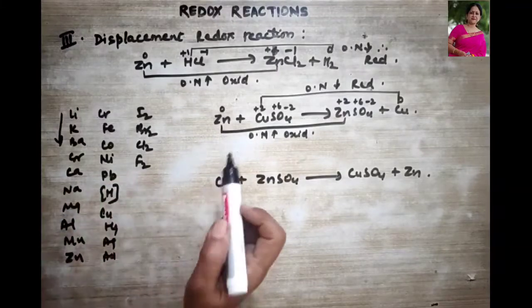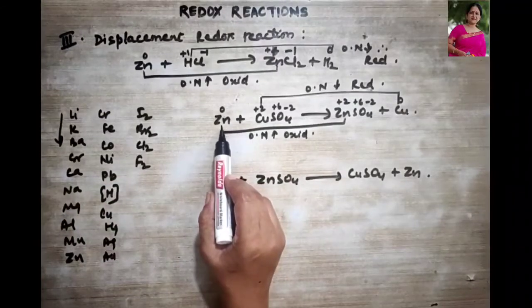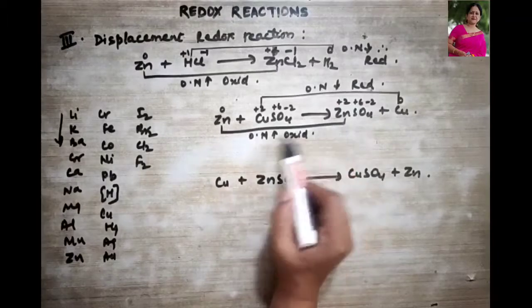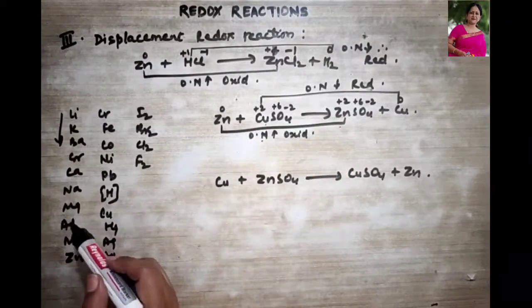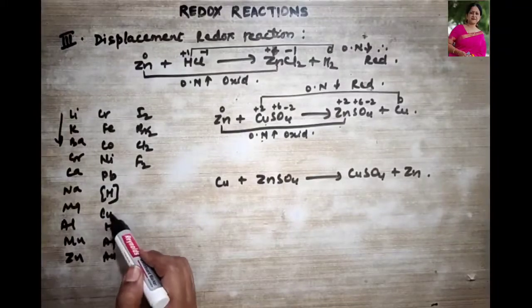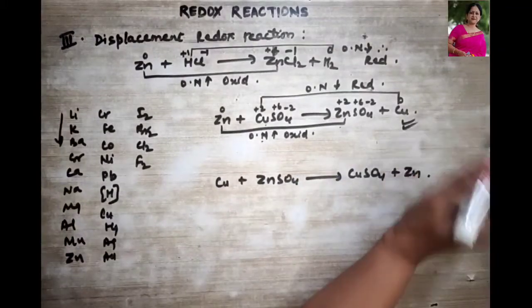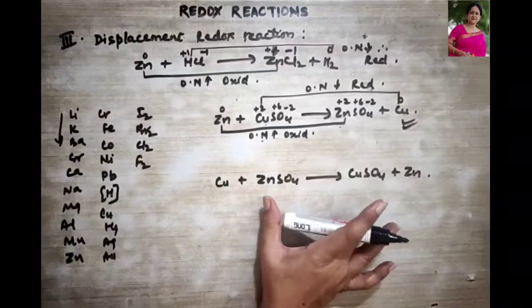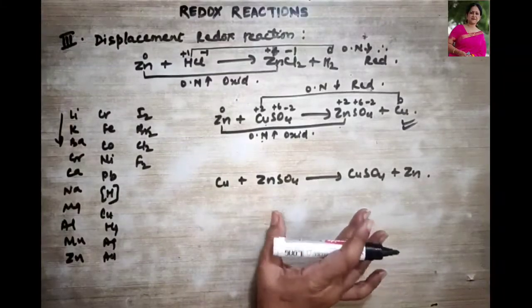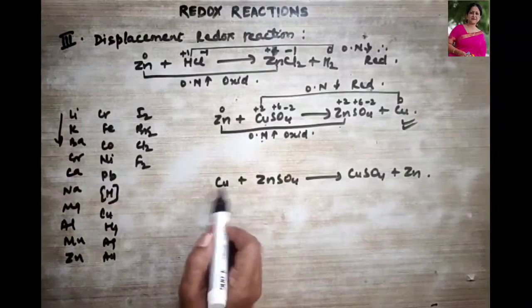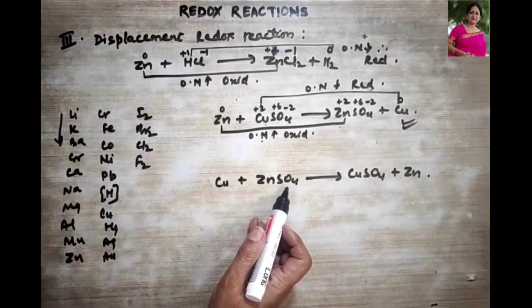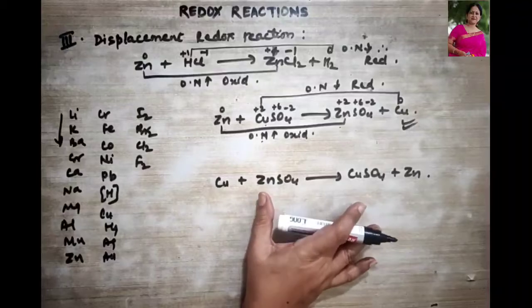Now with this reference we go to our standard electrode potential series and understand that zinc has to show oxidation. That means it can replace copper, right? Obviously it is placed above copper, therefore this reaction is possible. Now why did you say that this reaction is not possible? Yes, definitely, because copper is below zinc. It cannot displace zinc from zinc sulfate. Therefore this reaction is not possible.